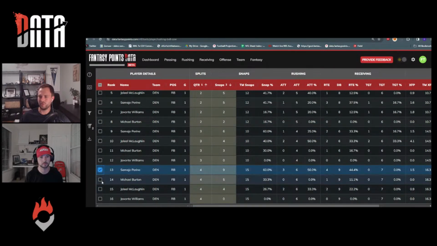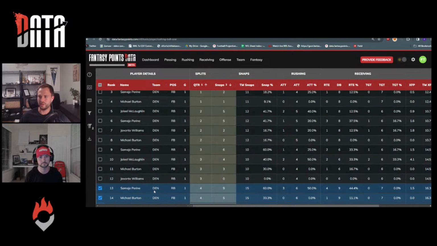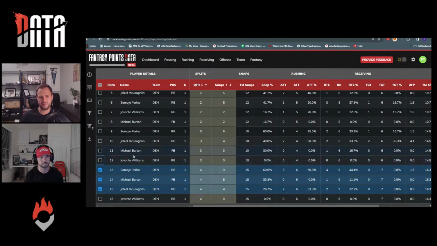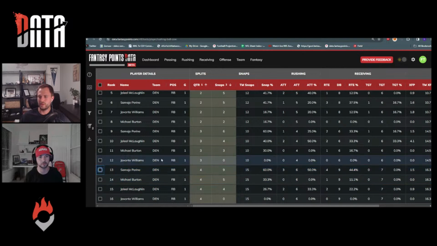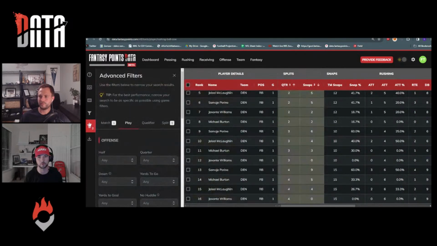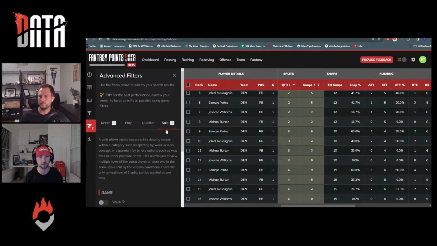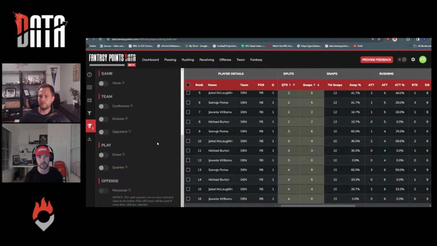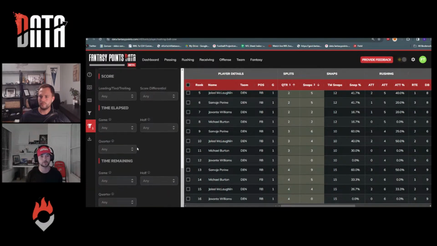So yeah, in quarter 4, it was all Samaje Perine. They used the fullback, it looks like, and then Jaleel McLaughlin. Javonte didn't play at all in the third quarter either. So it definitely looks like a pretty even split between Perine and McLaughlin. But didn't Perine get banged up too, or am I misremembering? I can't recall, there may have been something there. I know McLaughlin's raw usage was better, but yeah, I think this has been a fantastic overview.